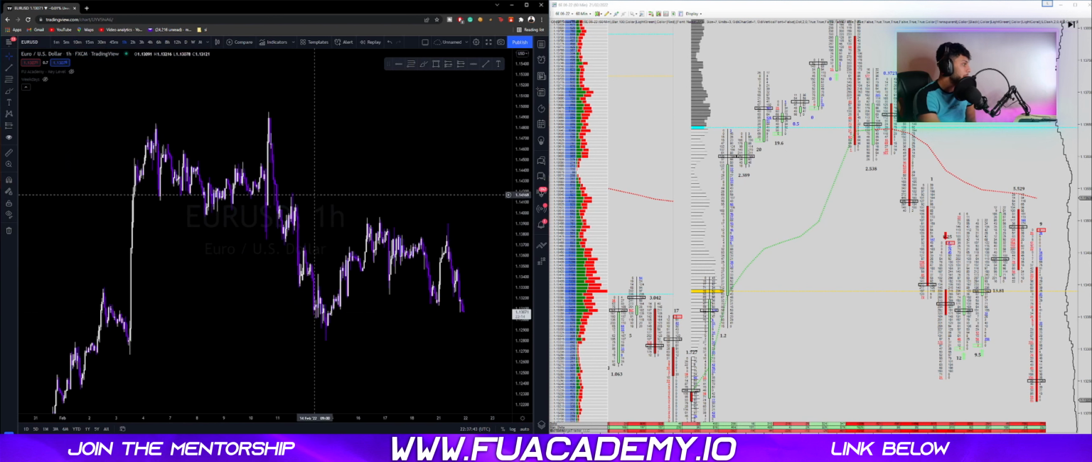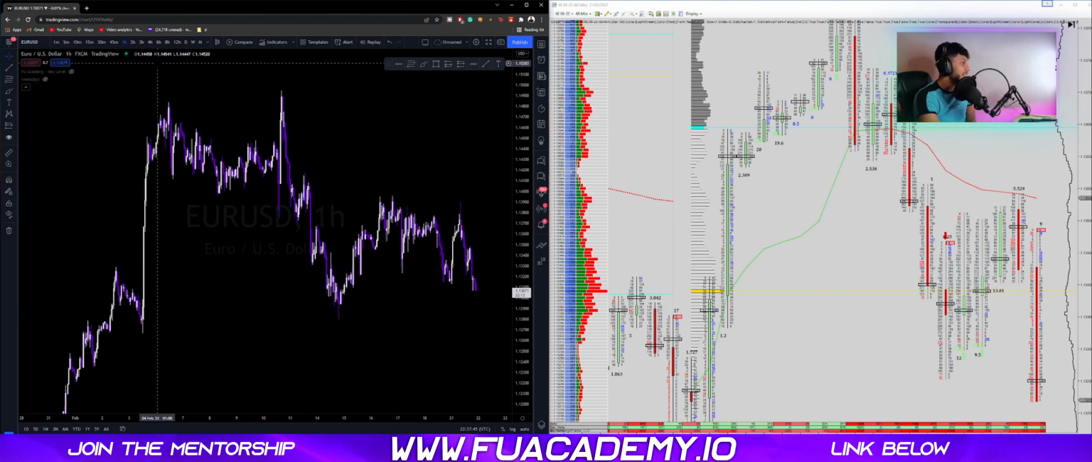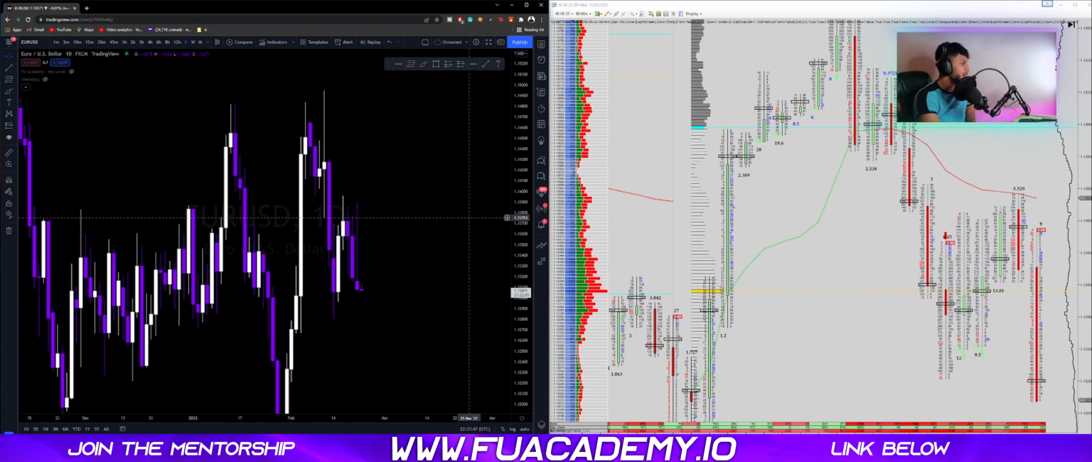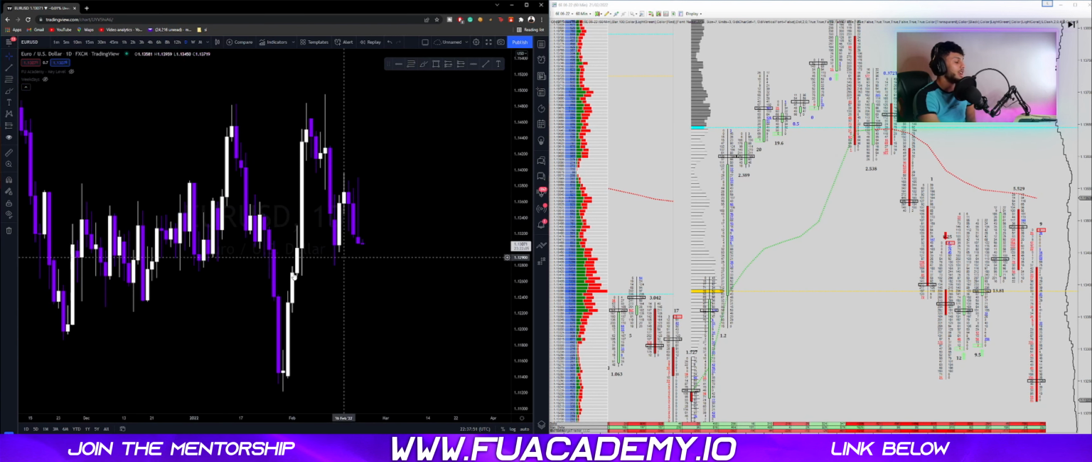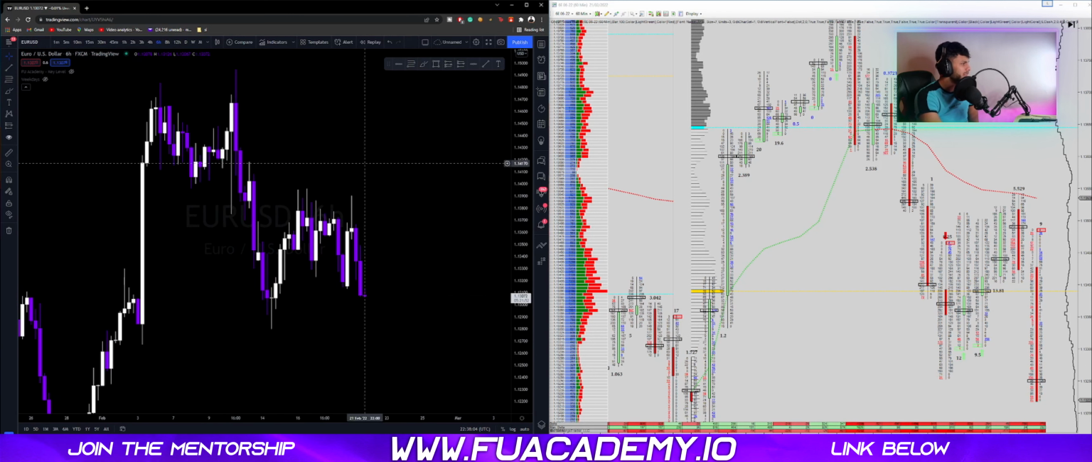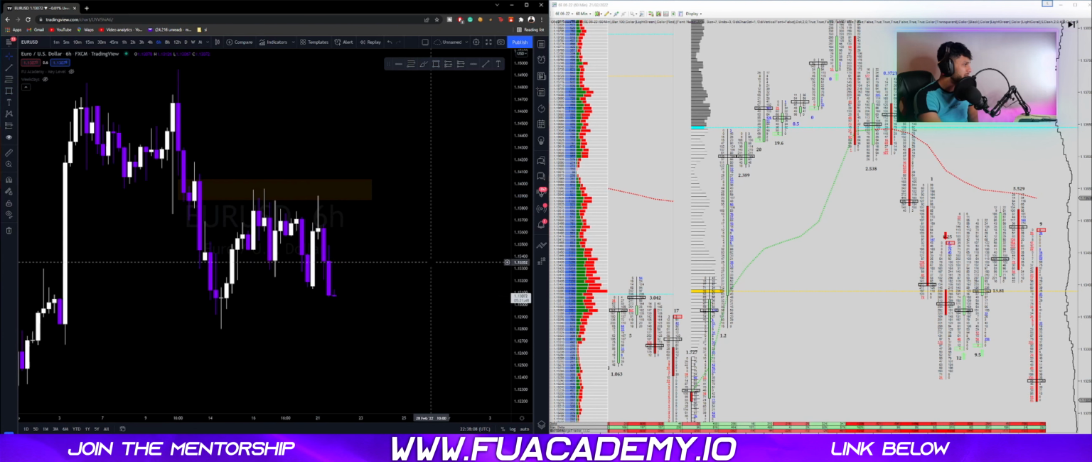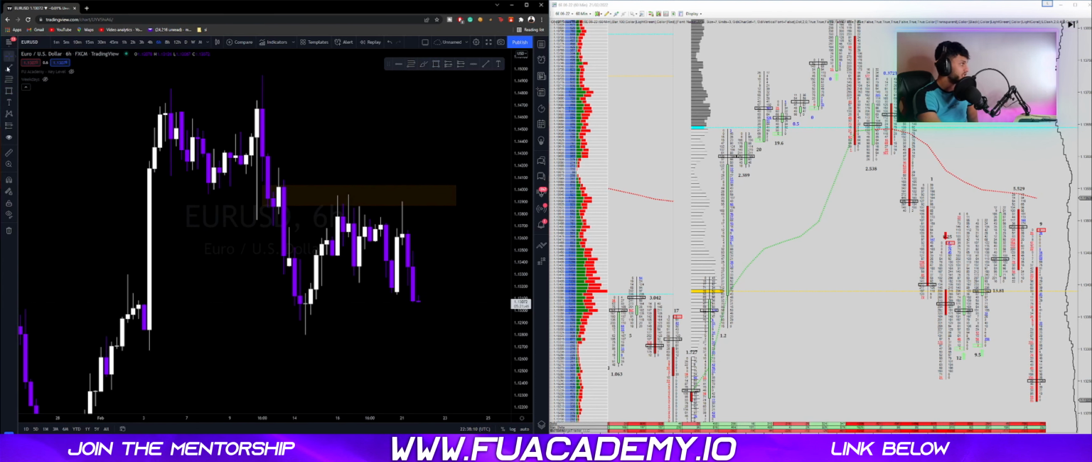First of all, we had Euro USD. If we take a look at the higher time frame, we got a reaction from this monthly demand. But we ended up coming back up, tapping into this supply right here, and we ended up breaking structure to the downside.